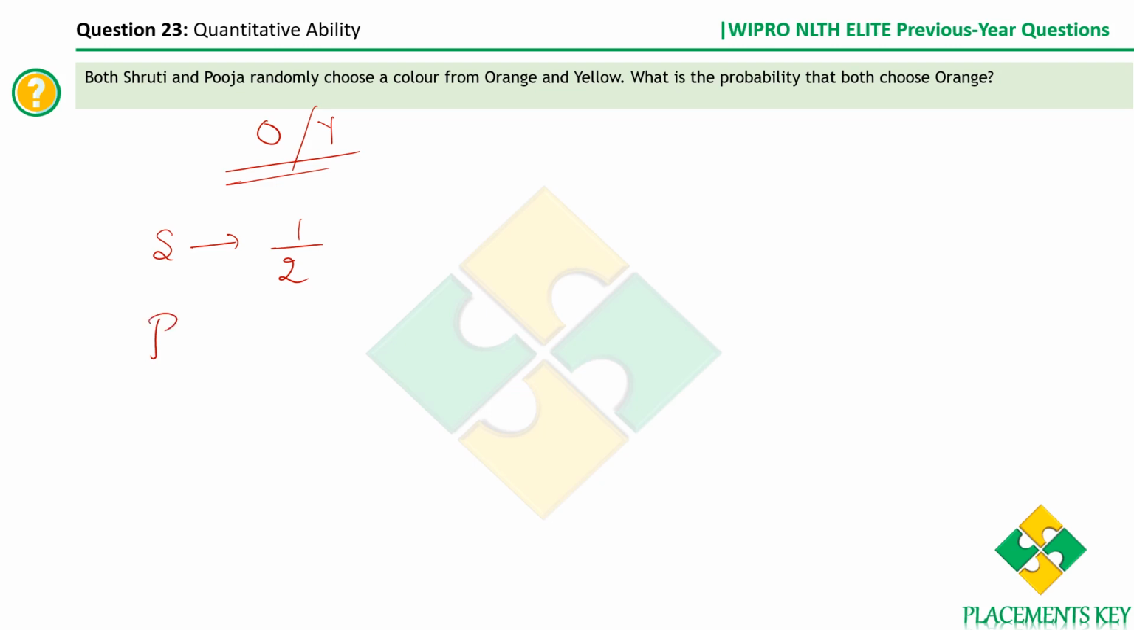Similarly, what is the probability that Pooja chooses orange? It is 1 by 2 again, right?